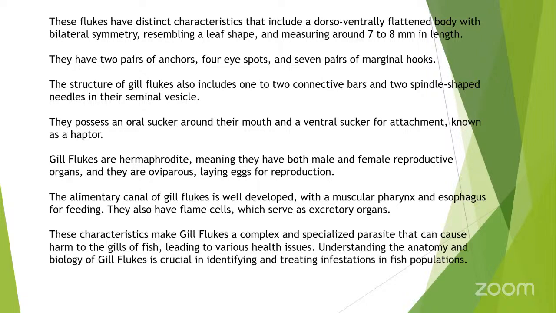Gill flukes are hermaphrodites, meaning they have both male and female reproductive organs, and they are oviparous, laying eggs for reproduction. The alimentary canal of gill flukes is well developed with a muscular pharynx and esophagus for feeding. They also have flame cells, which serve as excretory organs.